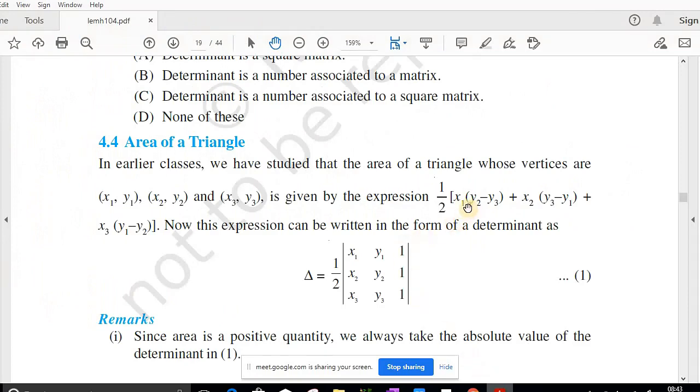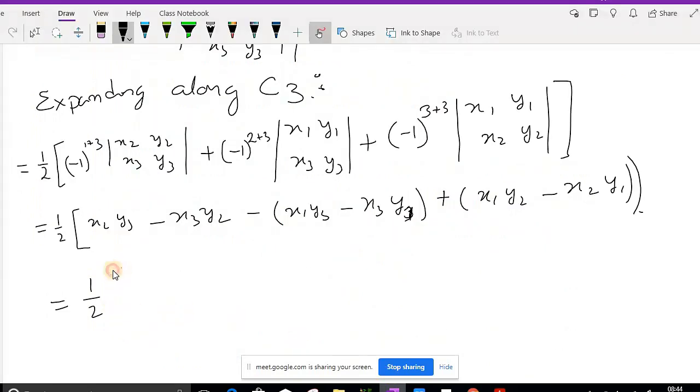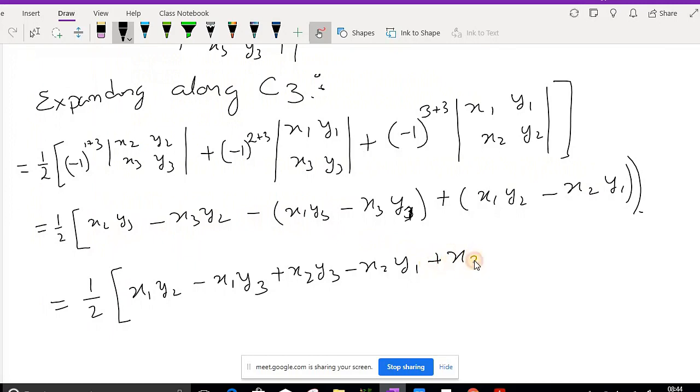In the book's formula, x1 is common, x2 is common, x3 is common and the rest are opposite. Will this formula come? Let's try. From here, the x1 terms: positive x1 y2 and minus x1 y3. Then the x2 terms: x2 y3 minus x2 y1. Then the x3 terms: minus minus becomes plus, so x3 y1 and minus x3 y2.